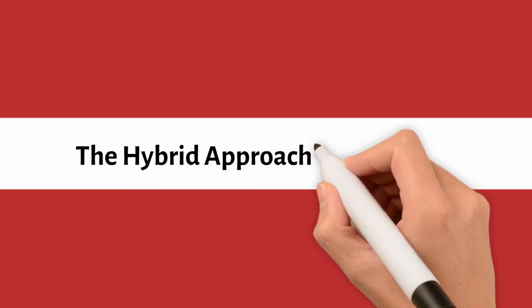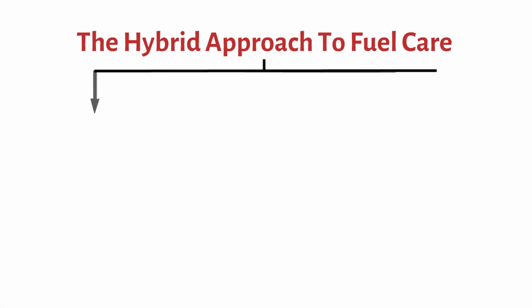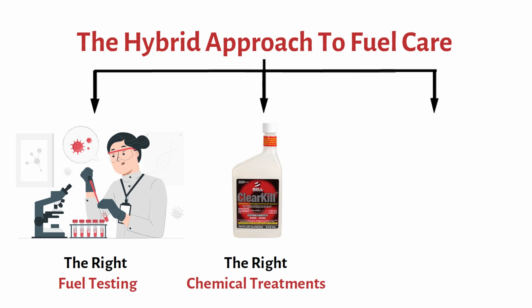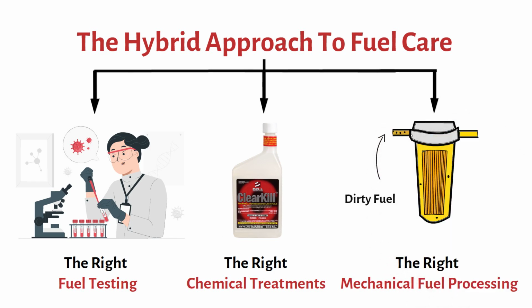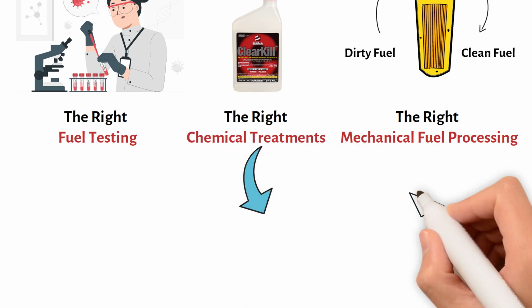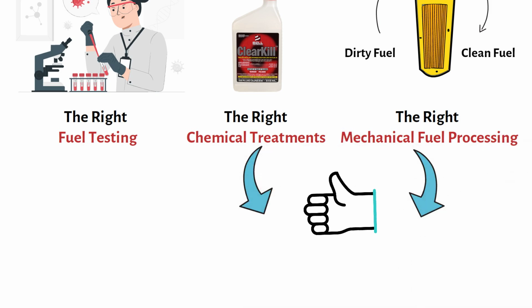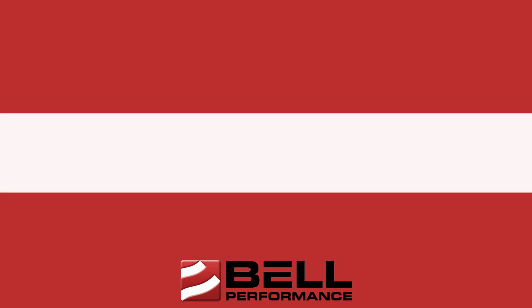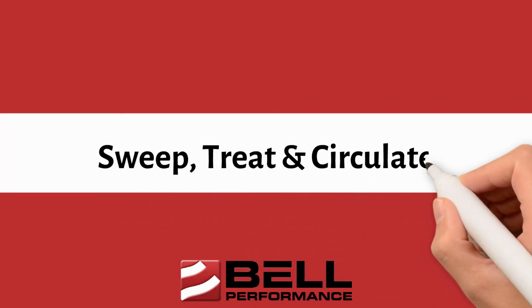Best practice fuel management, or what we call the hybrid approach to fuel care, has three essential pillars: the right fuel testing to give the benefit of a clearly defined problem, the right chemical treatments to prevent and solve problems in your fuel, and the right mechanical fuel processing to remove contaminants from your fuel and do the things that fuel additives can't. But the right chemical treatments and the right mechanical fuel processing will only work best if they're applied and done in the right way. And we call that way the sweep, treat, and circulate method.